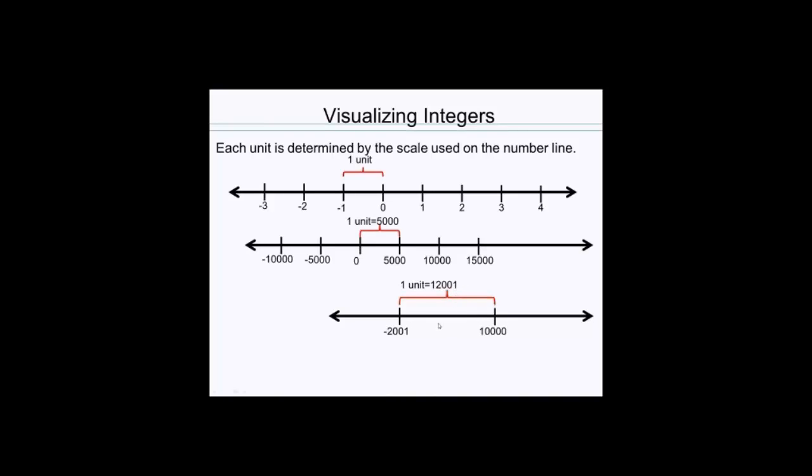For a video log, answer the following question. What would be the worth of another tick mark to the left of negative 2,001? What would be the worth of a tick mark that is to the right of 10,000?